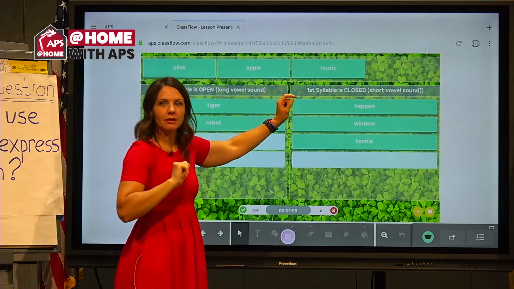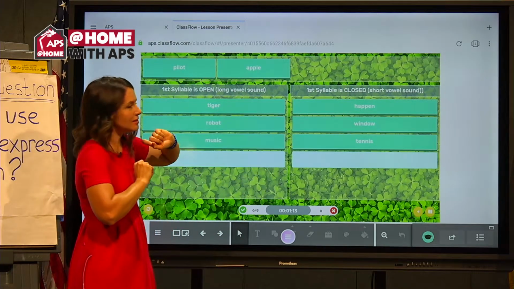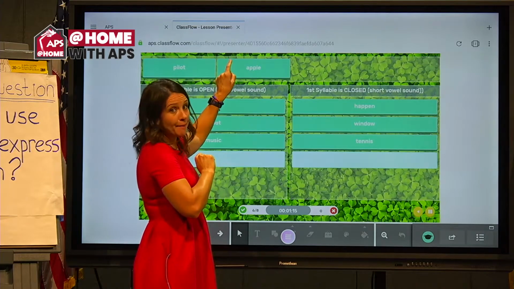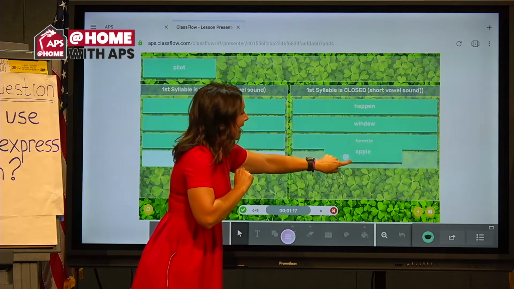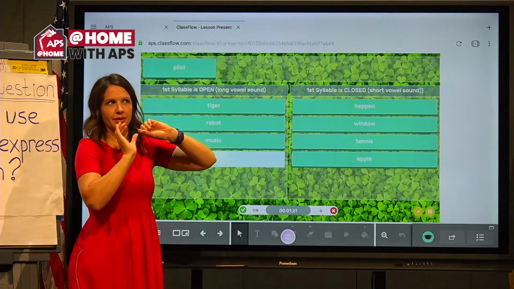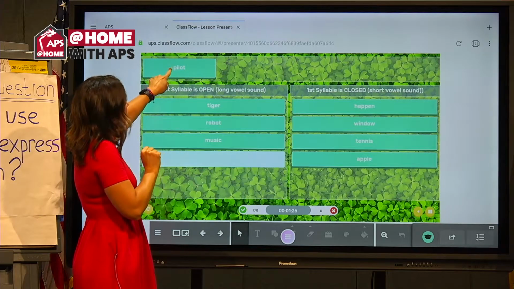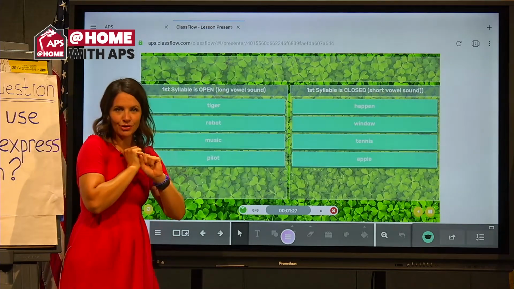That's a long vowel sound. That means it's an open syllable. We have apple, and pilot, I. Long vowel sounds mean open syllables.